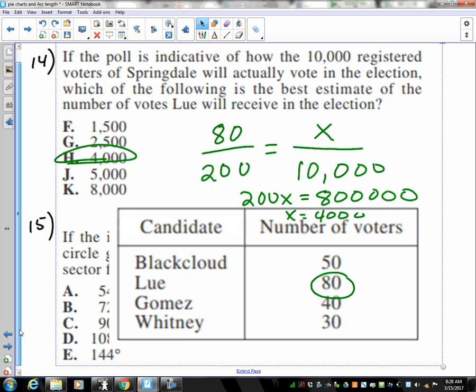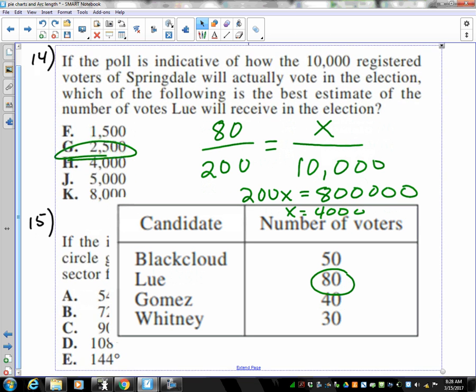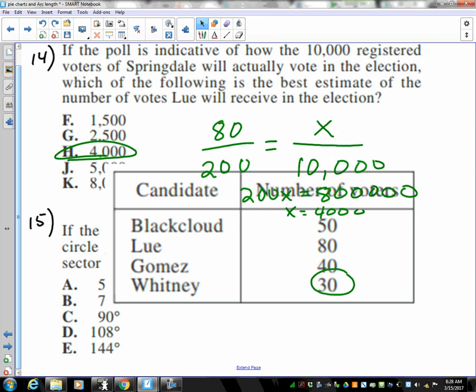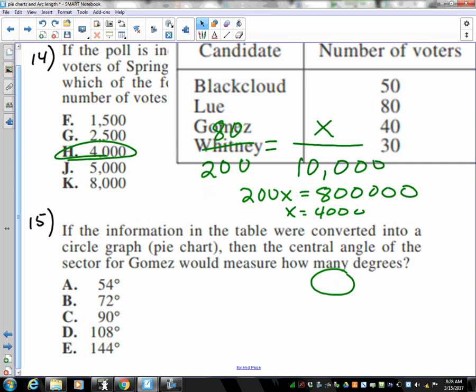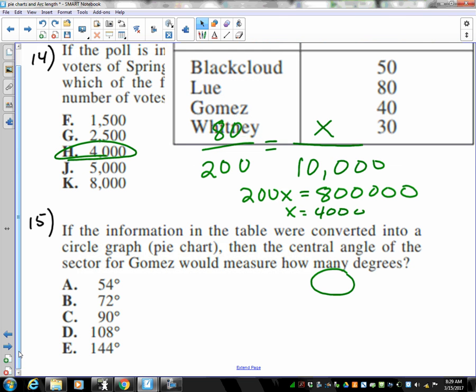Okay, now let's go to 15. Let me move my chart. It says if the information in the table were converted into a circle graph or a pie chart, then the central angle for the sector for Gomez would measure how many degrees? So let's notice what Gomez was here. Out of the 200 that were polled, 40 voted for him. So let's do a part to total again. So 40 out of 200.